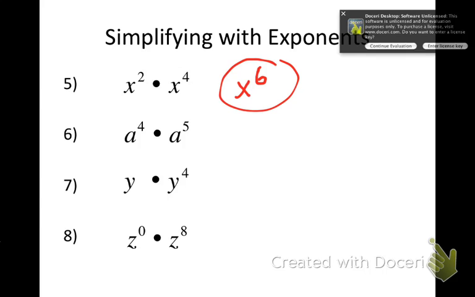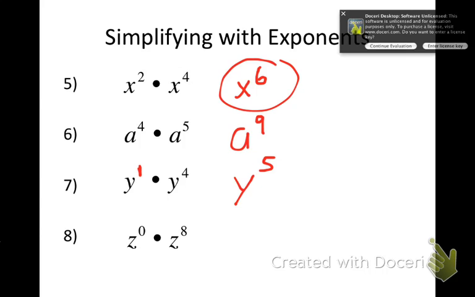What about number 6 here? If I have a to the fourth times a to the fifth, what would I get, Reagan? A to the ninth. Nice job. Number 7, y times y to the fourth would get me y to the what, Phil? Y to the fifth. Nice job. A lot of students will want to forget there's a 1 there. 1 plus 4 gets us the y to the fifth.